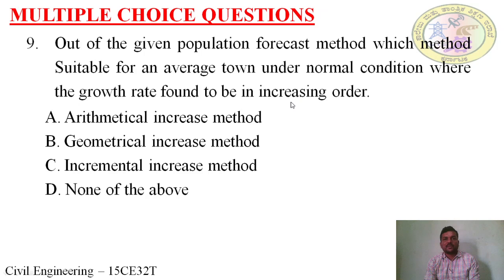Out of the given population forecast methods, which method is suitable for an average town under normal conditions where the growth rate is found to be in increasing order? Option A, arithmetical increase method. Option B, geometrical increase method. Option C, incremental increase method. Option D, none of the above. The answer is the incremental increase method.